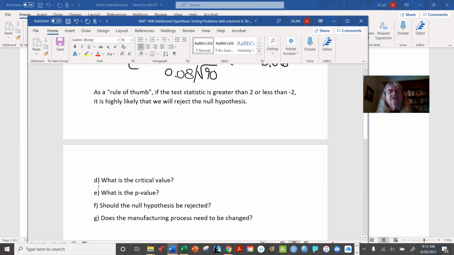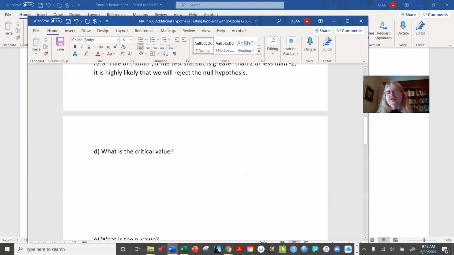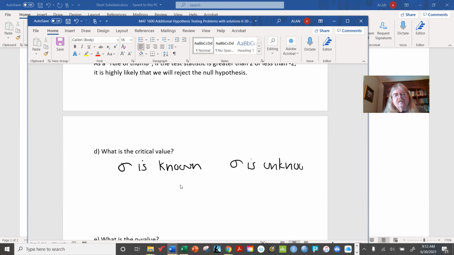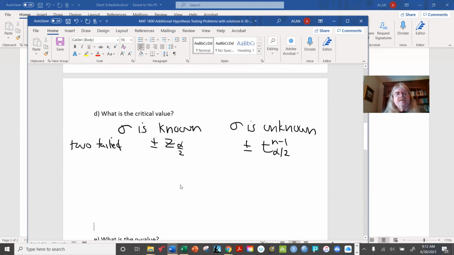Now, how is that done? Well, remember, there's only 2 sets of critical values. Let's just quickly review them. If sigma is known and sigma is unknown, in the case of the two-tailed test, we'd have plus and minus z alpha over 2. Over here, we'll have plus and minus t with n-1 degrees of freedom. Also, alpha over 2 is our region in the tails.